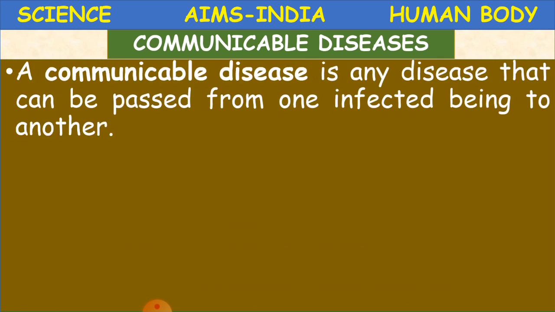And now let us learn about communicable diseases. This is any disease that can be passed from one infected being to another. That's what we said. If any person is infected with such a type of disease, that is a communicable disease. So that infected person is able to transfer his disease to another person. So it is going to spread from one to another.